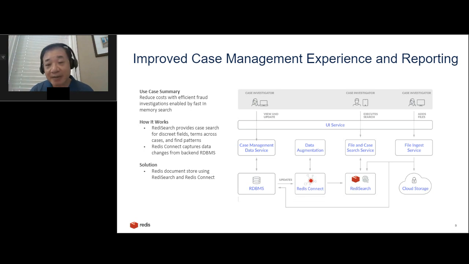And then the other area that we provide is that some of this data obviously is going to be updated. So if you see in the middle of this diagram, there's this capability called Redis Connect. That's really our change data capture framework that enables us to extract the data from some of these relational databases that house some of the data that these case investigators needed.